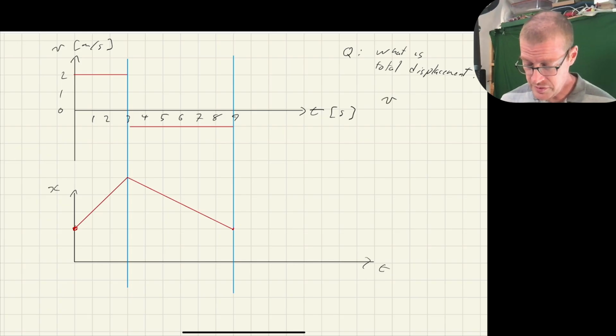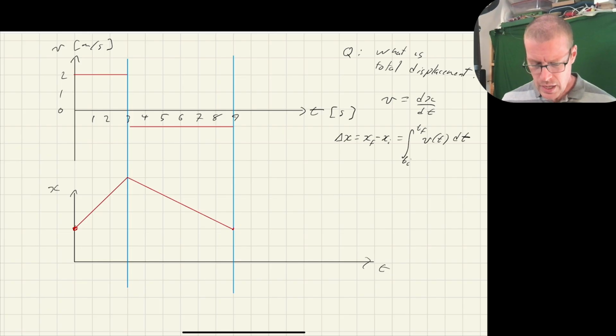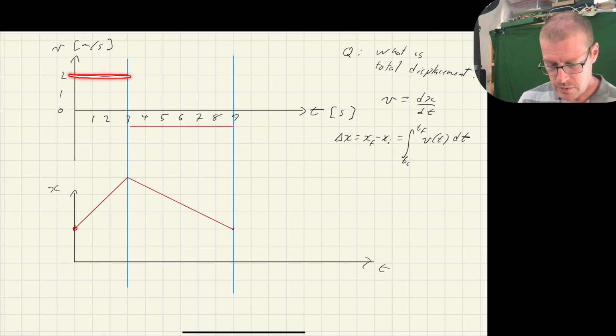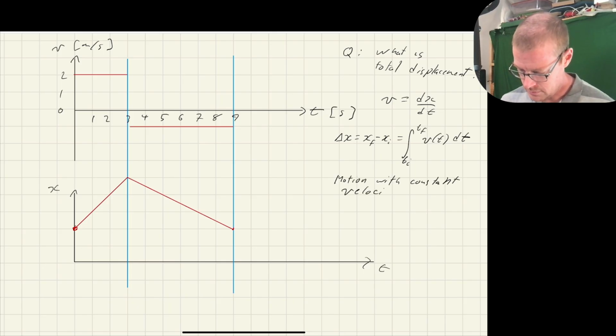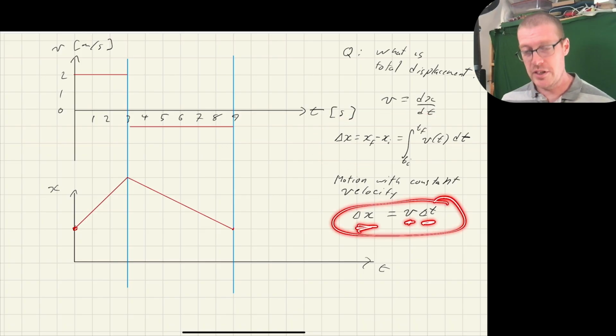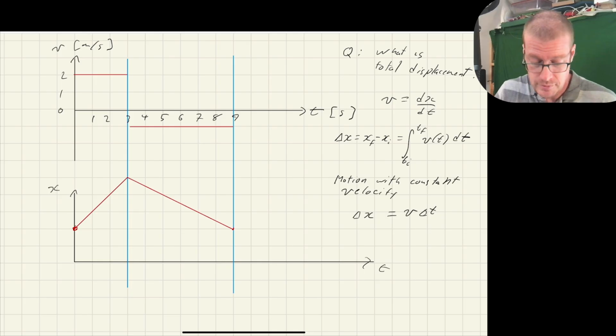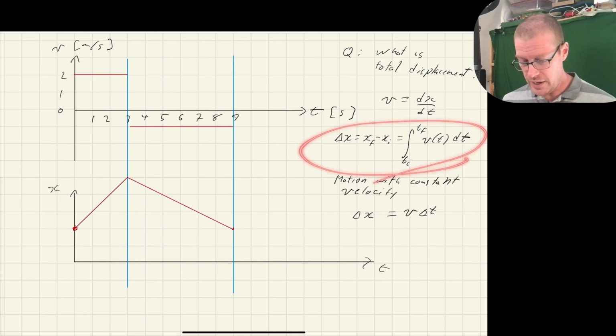Because velocity is the slope of the position time graph, we can turn that around, and displacement is the integral of the velocity time graph. And actually, for a case of a time when you have uniform motion at constant speed, this is obvious. So for motion with constant speed, this statement is just saying that the change in position is velocity times the time interval, right? Which is just the definition of velocity. And this is just a fancy way of writing the generalization of that.